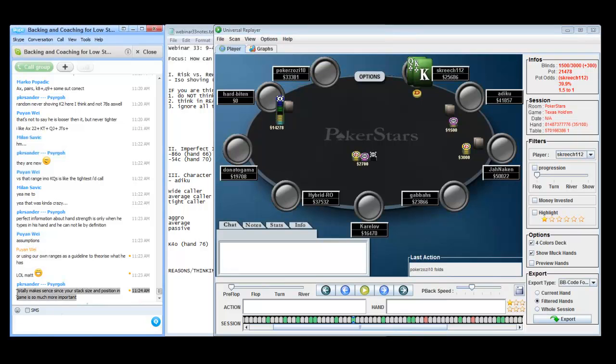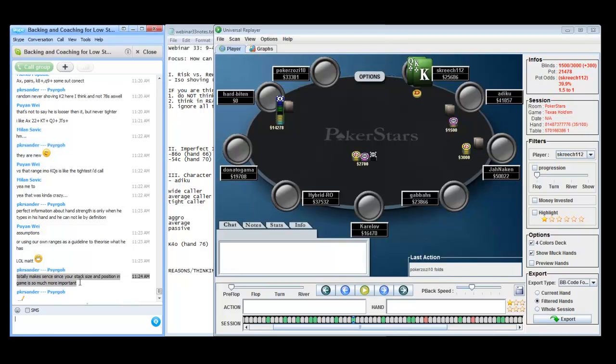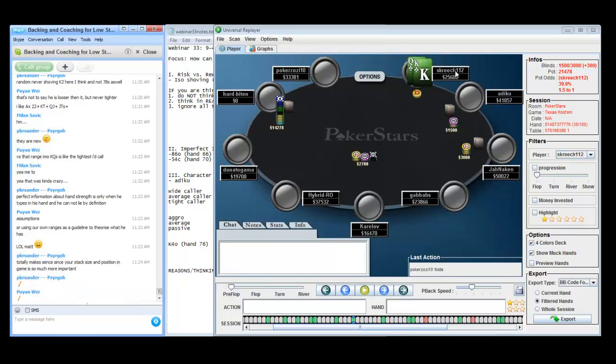Yeah, and this is really important because guess what? That's perfect information. You know your position and you know your stack size. You don't know his shoving range. If you're 60% versus range, how are you 60%? What comprises that?